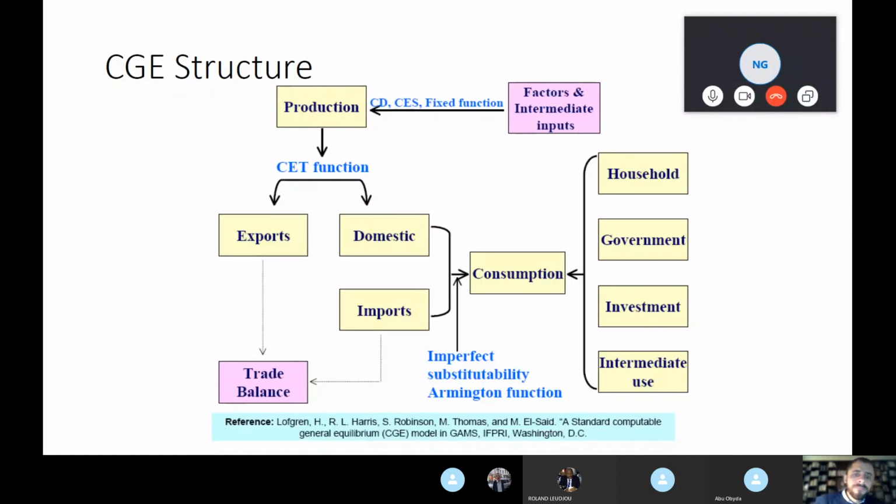For the production, as you can see here in this arrow, we have 3 kinds of equations through which we can combine both factors of production and intermediate inputs. Either through a Cobb-Douglas, or constant elasticity of substitution, or fixed function. And what will be the main determinant to choose a certain equation compared to other equations? It's basically 3 things that help us make our choice.